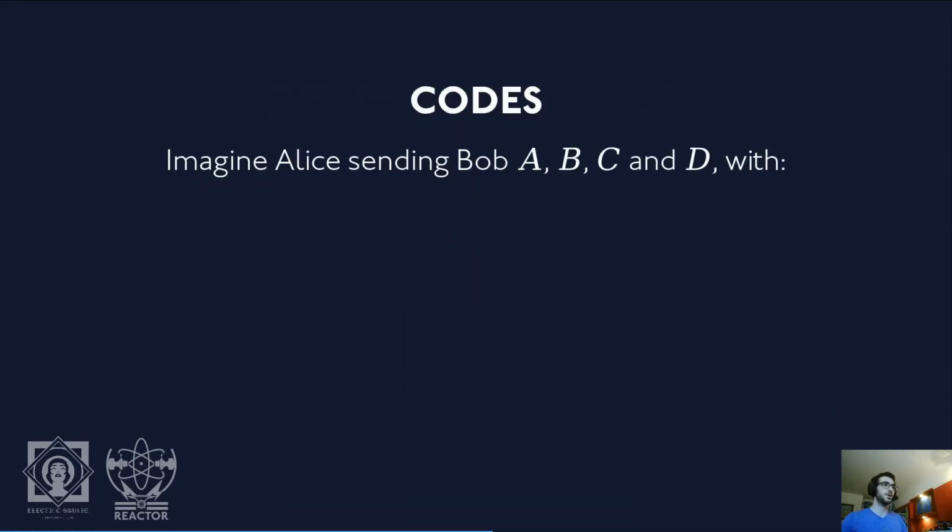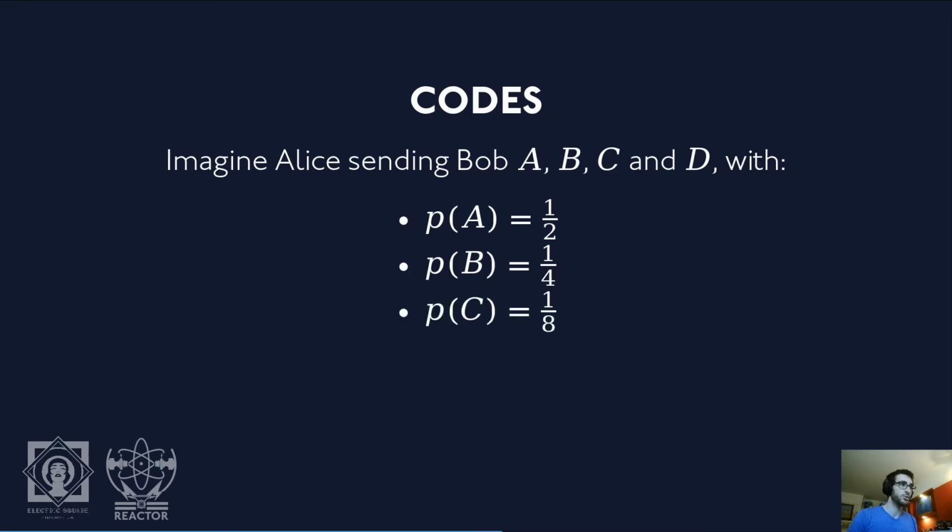So imagine Alice is sending Bob 4 letters, A, B, C, and D. She's just spamming Bob with letters, but there's a probability distribution as to which values these letters can take. So let's say the probability that she'll send an A is 1/2. The probability that she will send a B is 1/4. The probability that she will send a C is 1/8. And the probability that she will send a D is also 1/8.